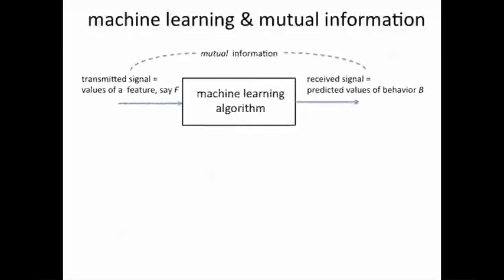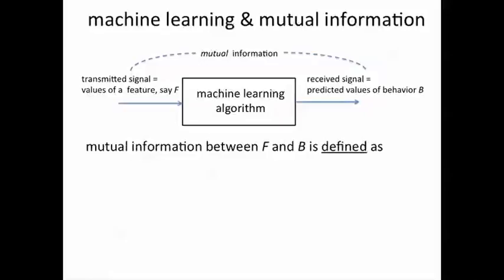Well, as you might have guessed, we are going to return to information theory and look at machine learning from that perspective. We're transmitting signals consisting of features, words or other features, for example, and we are using those to predict the values of some behavior, browsers versus buyers, etc. And our goal is to improve the mutual information between these two signals via a machine learning algorithm.